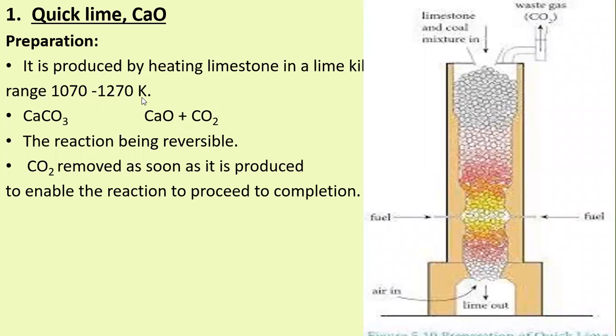it is prepared by heating limestone. Okay, so when we heat it, what happens? At a temperature of 1070 to 1270 Kelvin, they form a reversible reaction with the evaporation of carbon dioxide gas. The carbon dioxide gas will be removed. Finally, once it gets removed, the resultant product obtained is simply calcium oxide, that is quicklime.